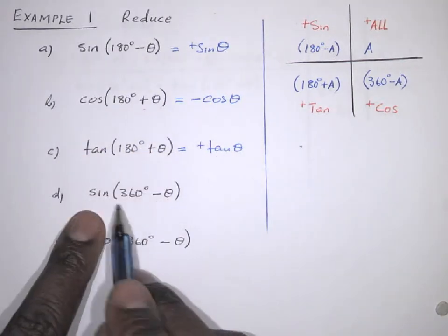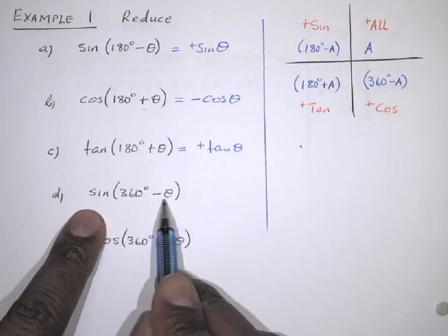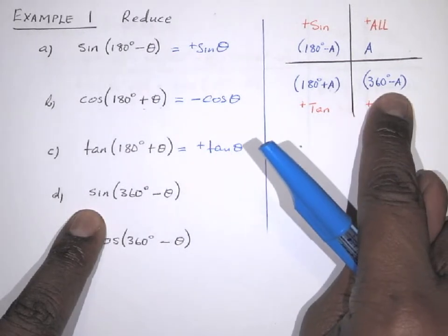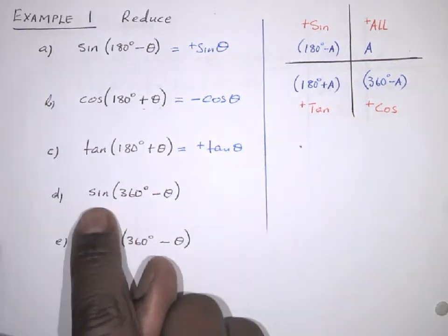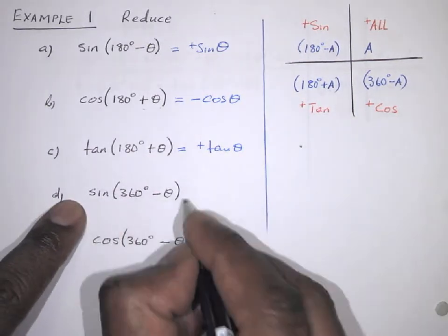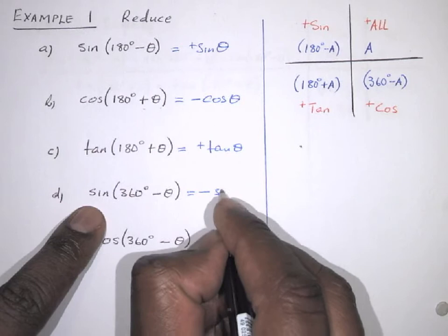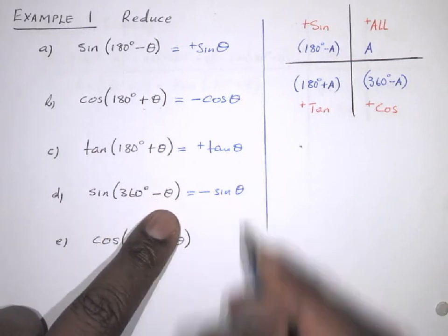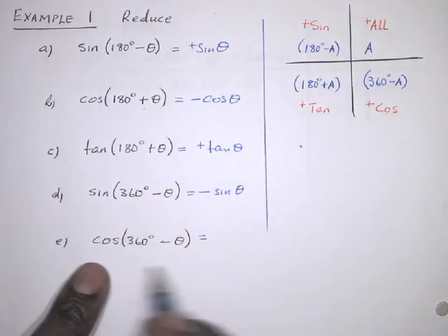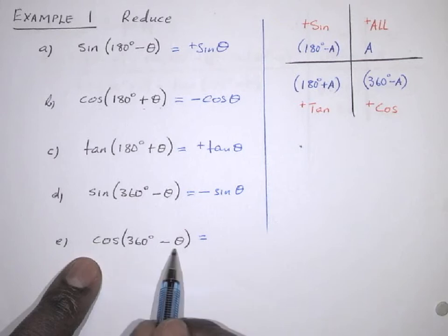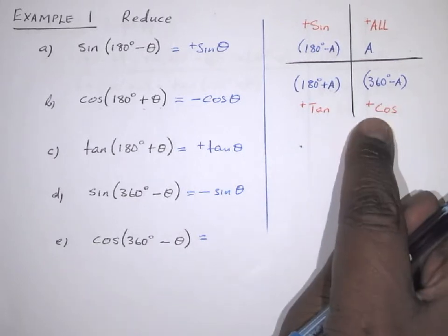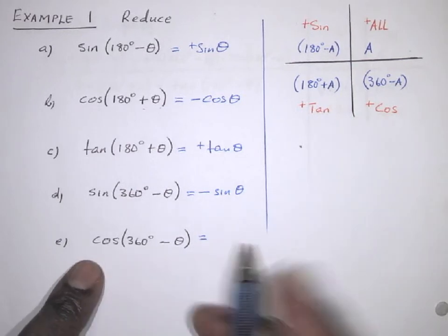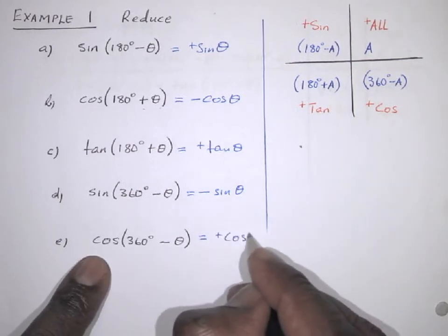Let's look at this one. Sine of 360 minus theta. 360 minus an angle. It's there. It's only cos that is positive, but this is sine. So the answer here is a negative sine of an acute angle, which is theta. Let's look at this one. Cos of 360 minus theta. This is also there. And there cos is positive. And this is cos. So the answer is a positive cos of theta.